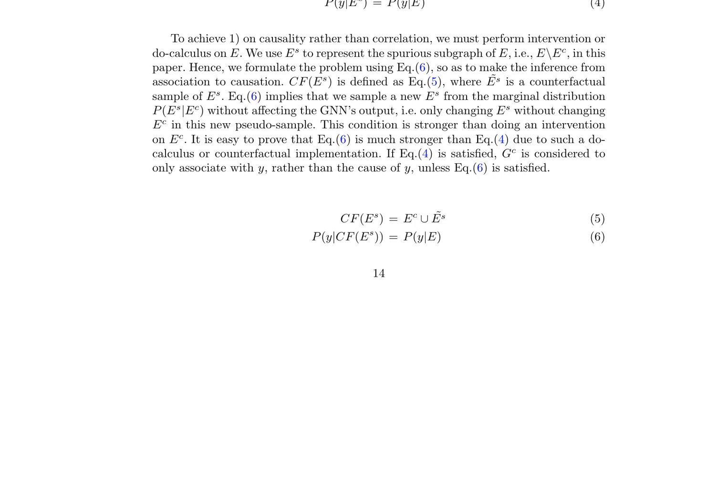To make the inference from association to causation, the authors formulate the problem using equation 6, which involves sampling a new S from the marginal distribution P, S, EC, without affecting the GNN's output. This condition is stronger than doing an intervention on EC. The counterfactual sample EC is defined as EC union S, as shown in equation 5. The authors emphasize that equation 6 is much stronger than equation 4, due to the do-calculus or counterfactual implementation. If equation 4 is satisfied, GC is considered to only associate with y, rather than being the cause of y, unless equation 6 is satisfied.